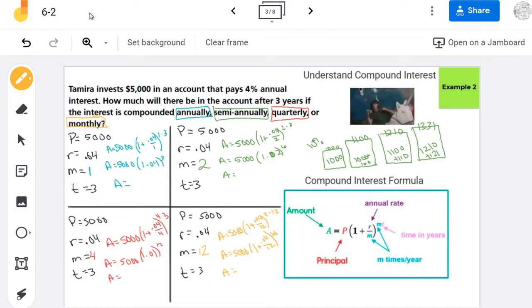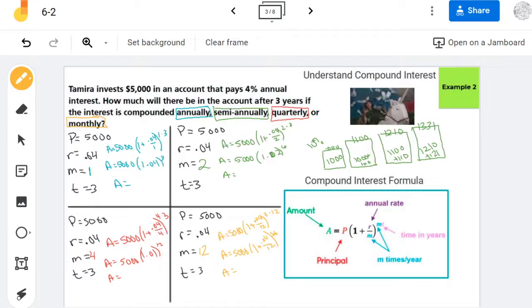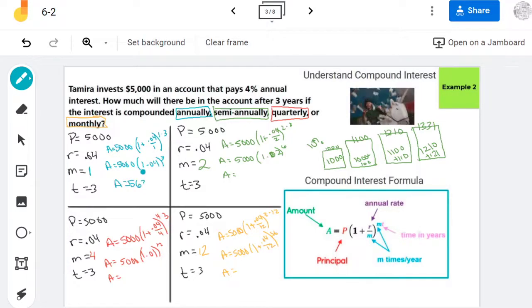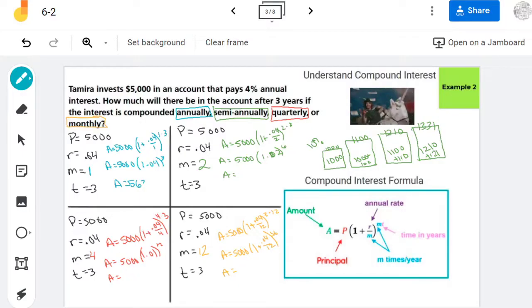Okay, so let's check out our values. So when m is 1, here's our equation. We get $5,624.32. Oh, I'm so bad at remembering numbers, y'all. Okay, so there it is if we compound it once per year.